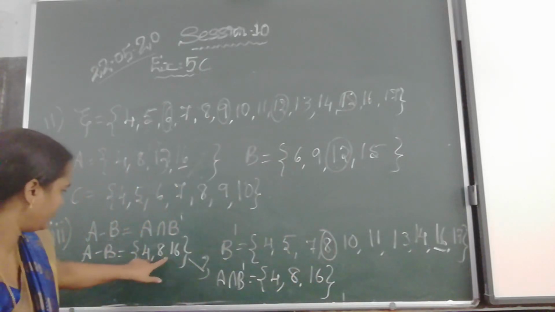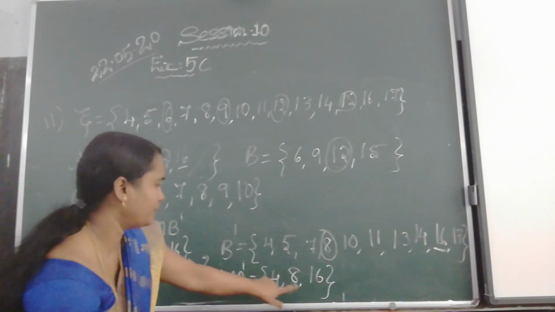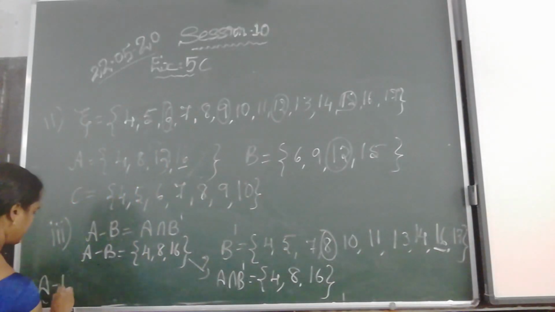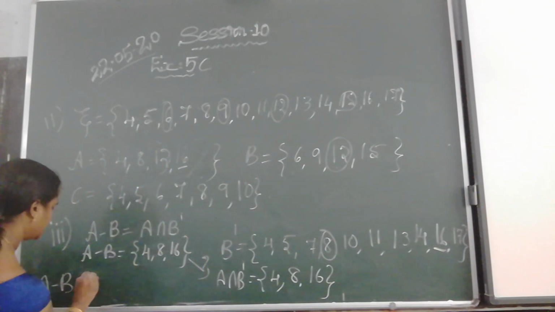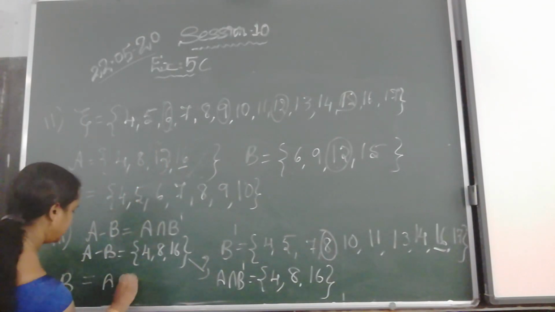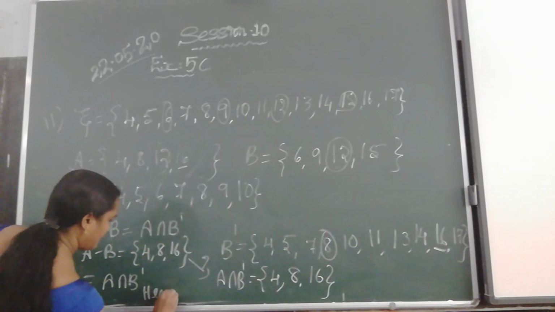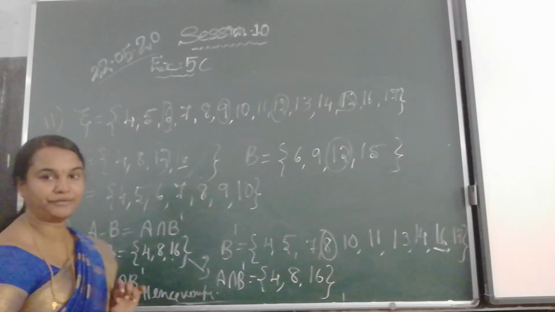A minus B is 4, 8, 16, and A intersection B dash you are getting 4, 8, 16. That means A minus B, you can see here, the question itself, equals A intersection B dash. Verified. The same thing we have to get.